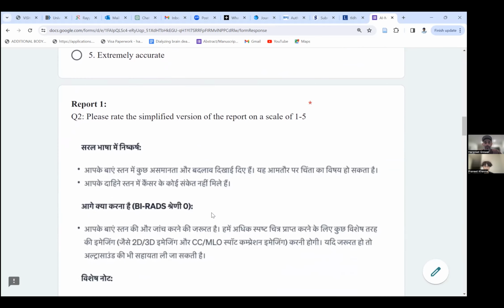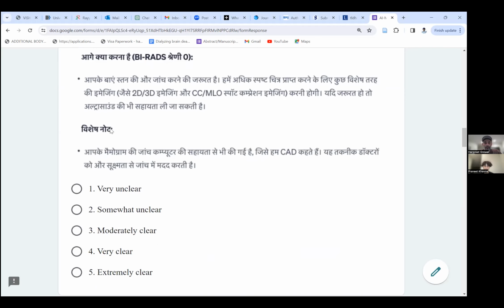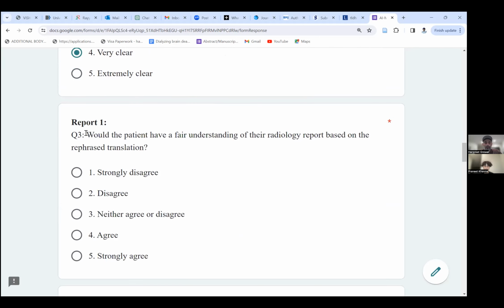Then you go ahead and go to question number 2, which is asking you to rate the simplified version of the report on a scale of 1 through 5. Then you read the simplified report and maybe you hit 4. And then you go to question number 3, which is asking you to grade if the patient would have a fair understanding of their radiology report based on the rephrased translation. And then you pick what you deem fit.